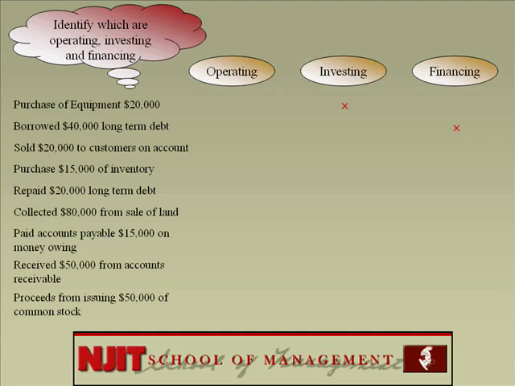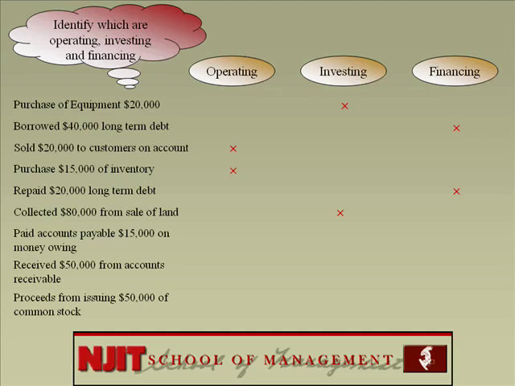Sold $20,000 to customers on account. Where would you stick that? If you said operating, you got it right. Purchase $15,000 of inventory, where did you put that? If you did it operating, you got it right. Repaid $20,000 long-term debt, where did you put that? If you said financing, repaying of a loan is part of financing, you got it right. Collected $80,000 from sale of land, where did you put that? If you said investing, you got it right.